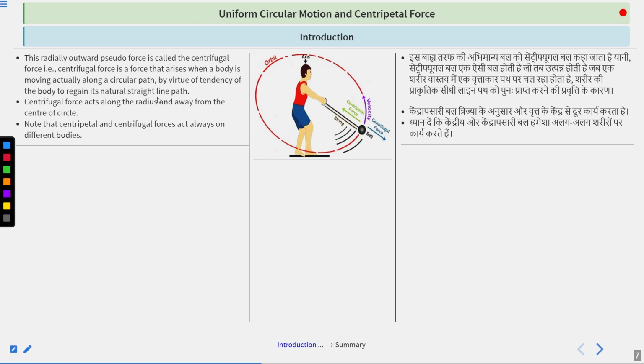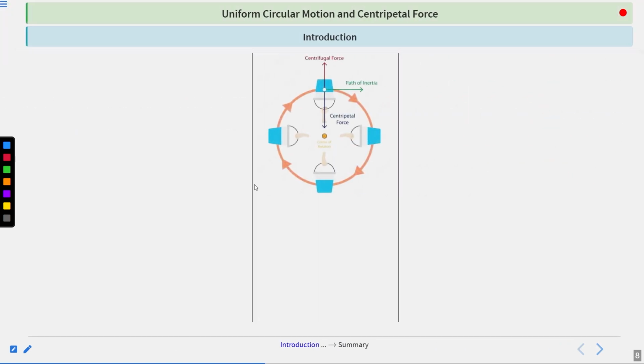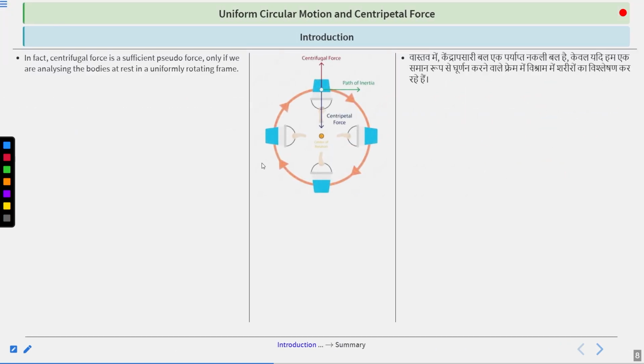Note that the centripetal and the centrifugal force always act on different bodies. Here you can say two bodies are there. So now centrifugal force is basically applying on this object and centripetal force is applying on this object. In fact, centrifugal force is a sufficient pseudo force only if we are analyzing the body at rest in a uniformly rotating frame.